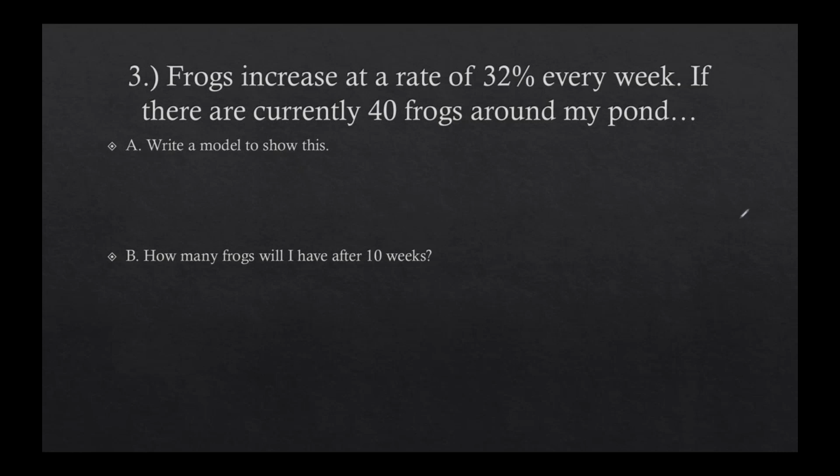All right, we've got a couple yeses. So frogs are increasing at 32%. So this is our percent increase. We started with 40 frogs around the pond. Let's start with the model. Remember that when you have a model, you should have two variables in your equation. So what does your model look like for this particular problem?